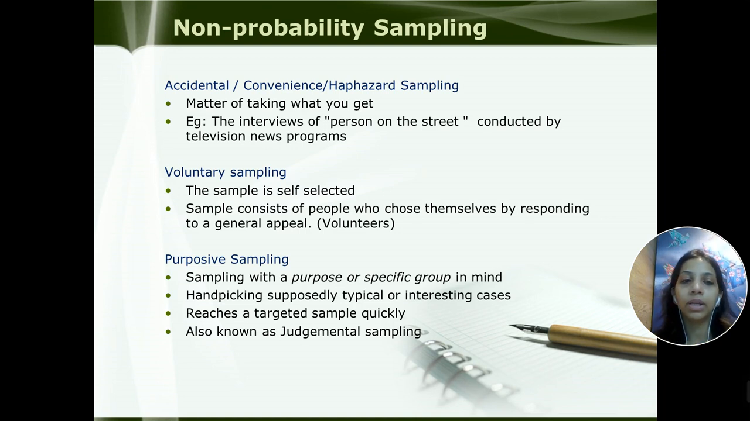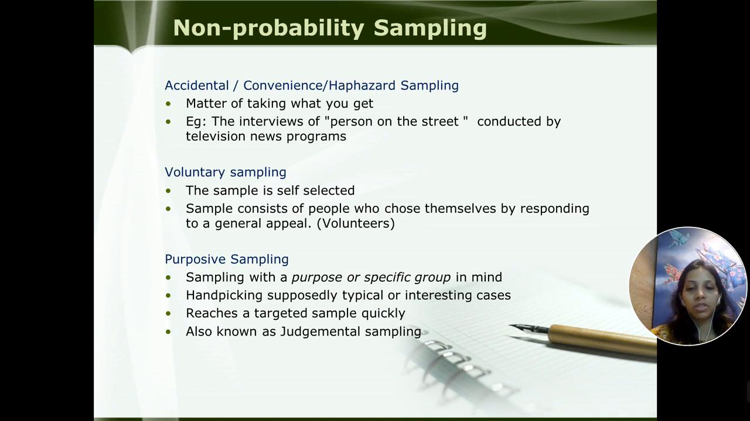Second is voluntary sampling. In voluntary sampling, the sample self-selects himself. That is, the investigator puts out a general appeal that I am conducting this kind of study, and I need study subjects of this kind. Whoever wants to volunteer, they can please contact me. So that is voluntary sampling. Those who want to be a part of the study will get self-selected as a result of a general appeal by the investigator.